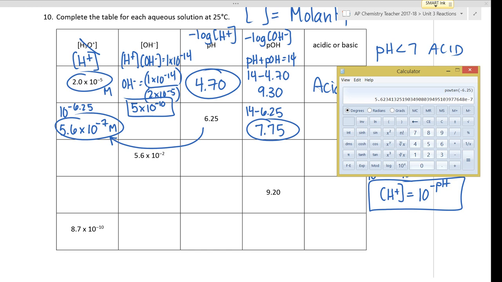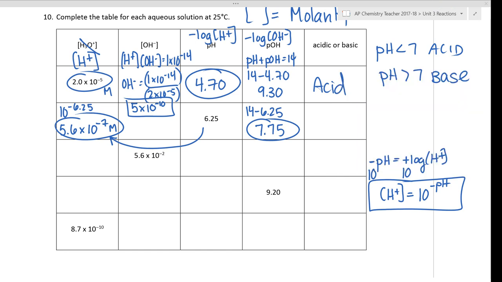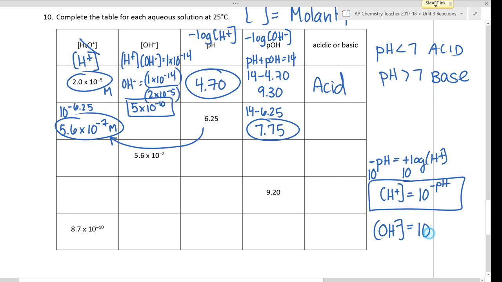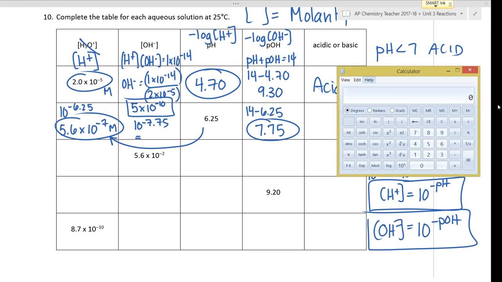And then you do the same thing for your hydroxide. Here, let's write over here again. So I say the same can be said for hydroxide. The hydroxide concentration is going to be 10 to the minus pOH. Okay, so I'm going to put this in my calculator, 10 to the negative 7.75, and then let's check this out. And again, everyone's calculator is different, so just play around with it a little bit.